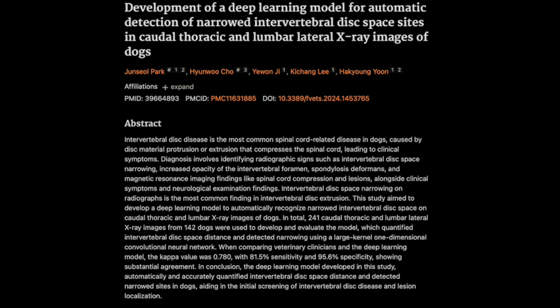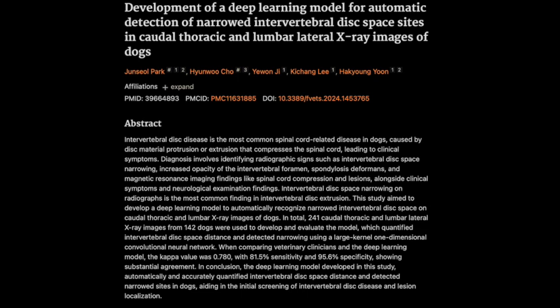Exactly. This study really underscores the importance of a holistic approach to diagnosis. Right. Veterinarians still need to consider the dog's age, breed, history, of course, clinical signs, neurological exam findings, and imaging results, including MRI in some cases, to get a complete picture.